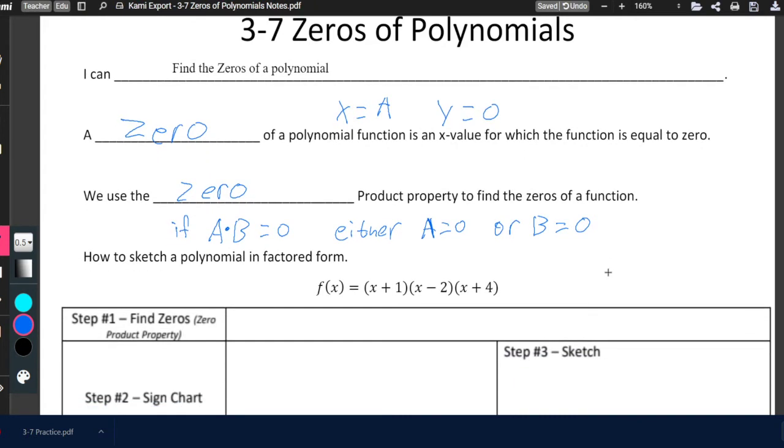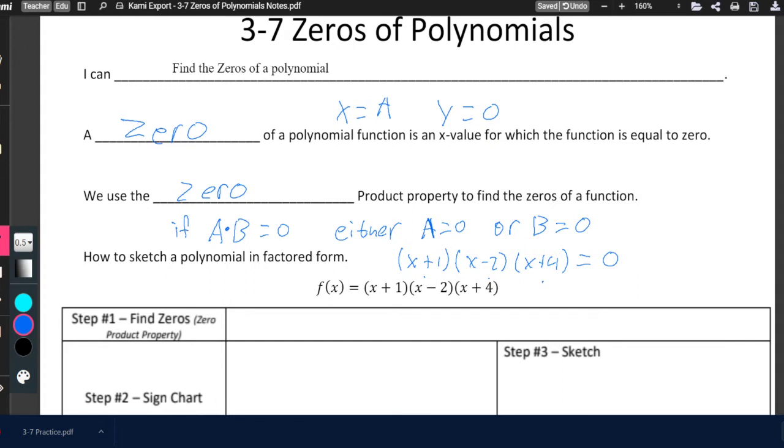So, to put that in the context of a polynomial, I'll use this as an example: x plus 1, x minus 2, and x plus 4. If we're looking for the zeros, that means f of x equals 0 or y equals 0, so we set this equal to 0. And based on this property, if one of these factors equals 0, that means the whole term equals 0.